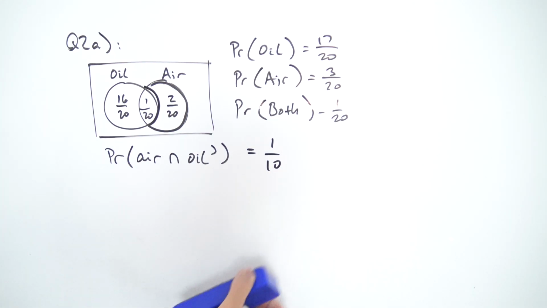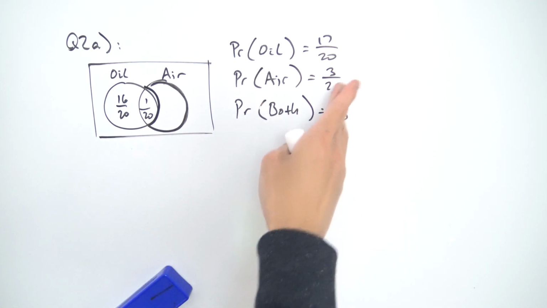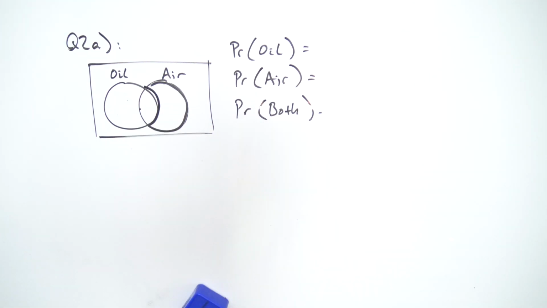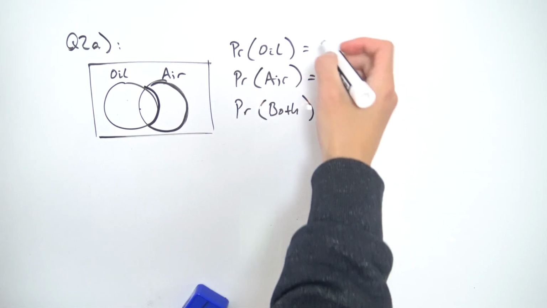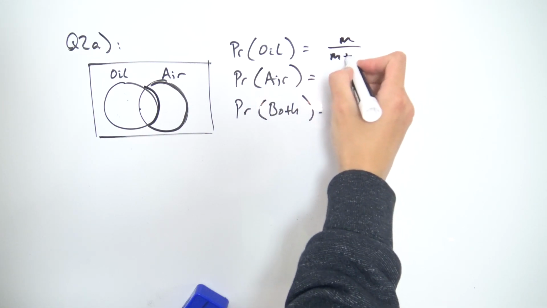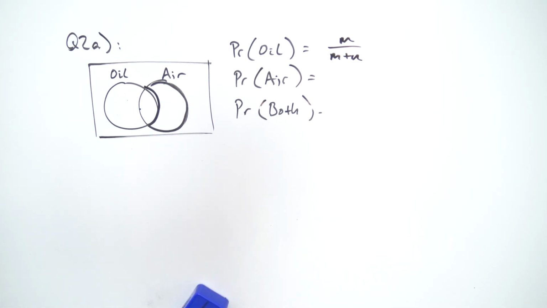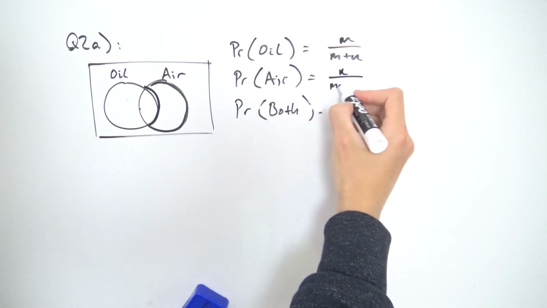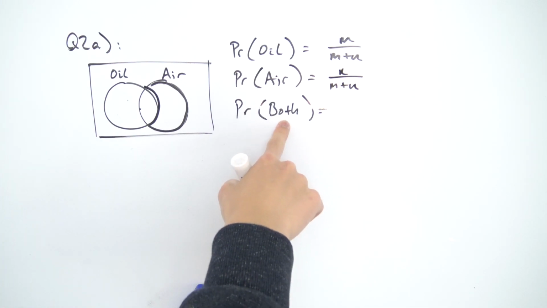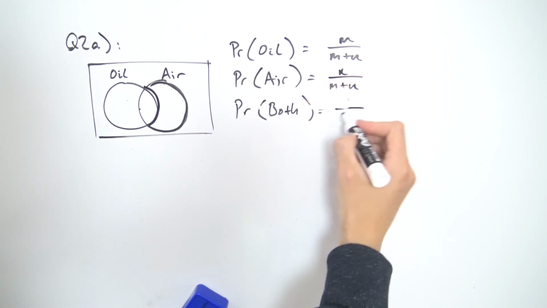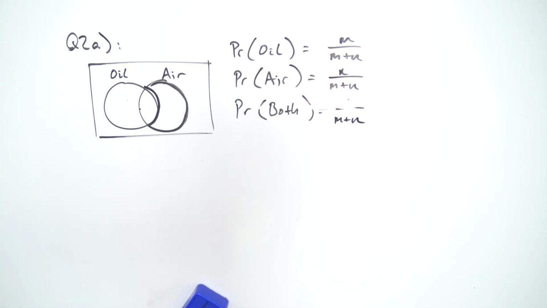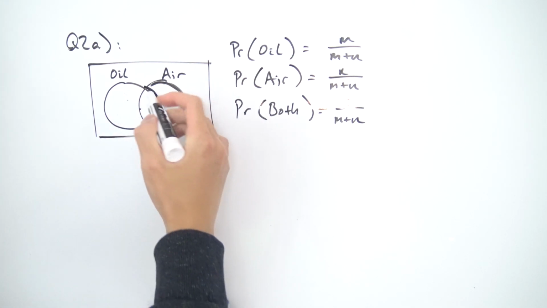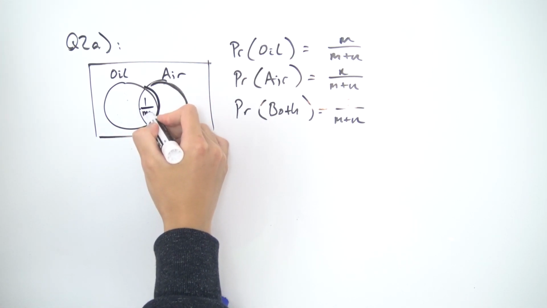And for the next question, we get something a little bit similar, but we get some parameters or variables instead of actual numbers. So if the probability of an oil change is now m over m plus n, where m and n are just some random real numbers, the probability of an air change, we're given that's n divided by m plus n, and the probability of having both changed is 1/(m plus n). And we can use the same method as before. We know the probability of both is in right here, so that's 1/(m plus n).